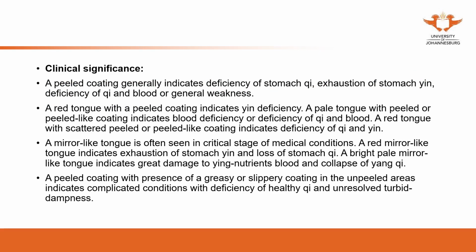Mirror-like tongue. There's no coating. No coating means there's no grass at all in your garden. It can be the erosion of the stomach yin and loss of stomach qi. So the soil is not good. There's no water as well. That's why you don't have any coating. So you can use this kind of thinking to help you understand and remember these indications.